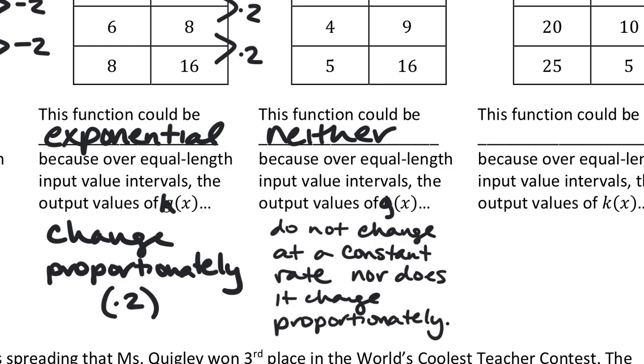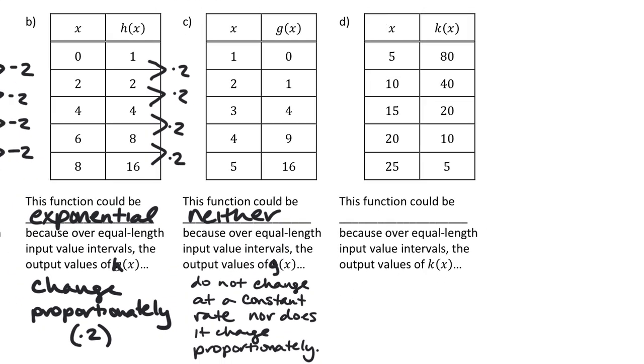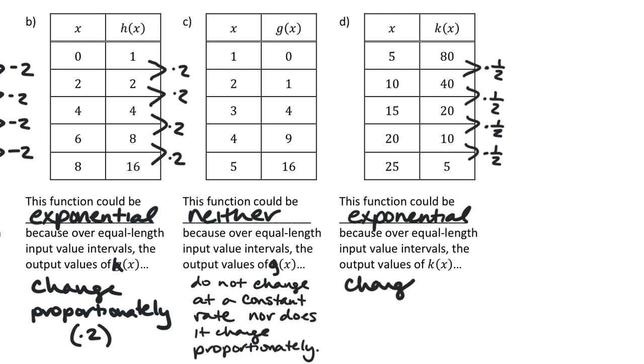Okay, for the last table there, I know you're still writing that sentence probably, but what did you guys get for the type of data in table D? Yeah, each time we're multiplying by a half, which is dividing by 2, but we want to start thinking in multiplications only. So if you're wanting to divide, that's just the fraction version of what you're wanting to divide by, which means that this function could be exponential because over equal length input value intervals, the output values of k of x change proportionally.